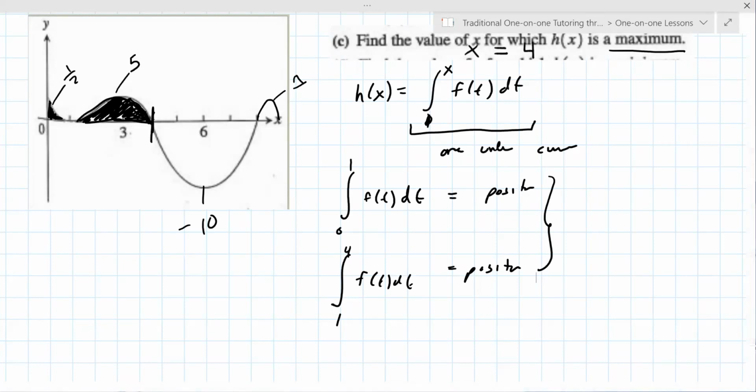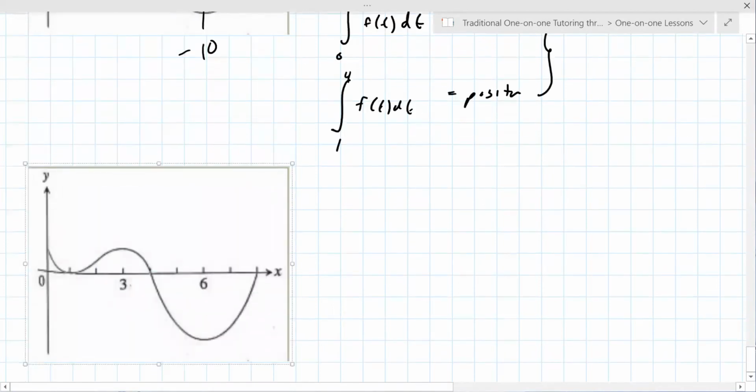That makes sense. All right. Now part D, it's kind of the same thing, but the minimum. So you're asking, okay, well, when does it keep going negative, when you add it all up, does it keep going negative?